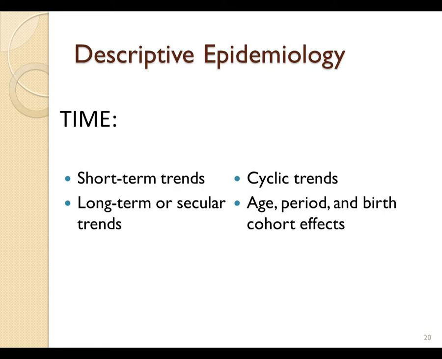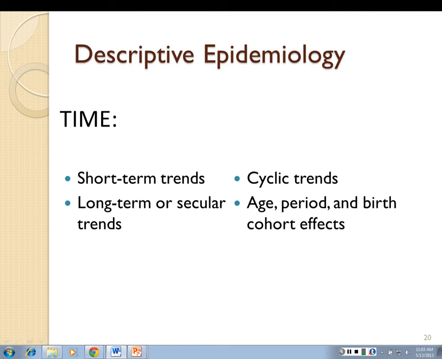When we're concerned with time, we want to know if the disease rates are changing over time for the population. We tend to see short-term trends with infectious diseases, long-term trends for chronic diseases, and we might see cyclical trends. For example, the flu tends to be a seasonal illness, or sinusitis that might be associated with allergies is often seasonal, and we see cyclical trends.